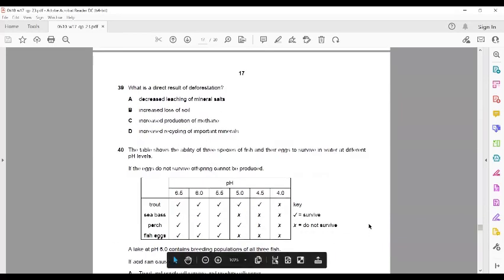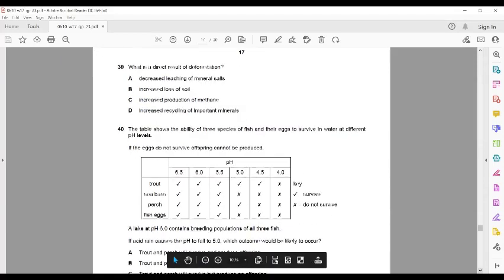39: what is a direct result of deforestation? Yes, increased loss of soil because of landslides, floods, and everything. B is the answer. And the last one, question number 40.